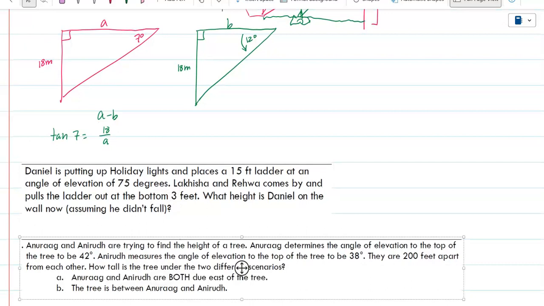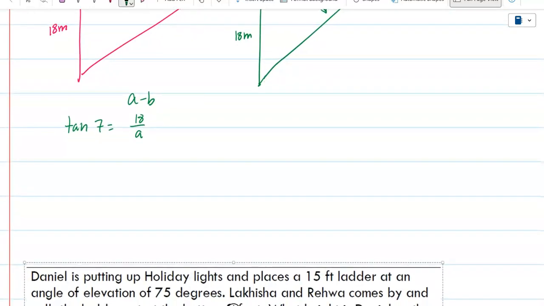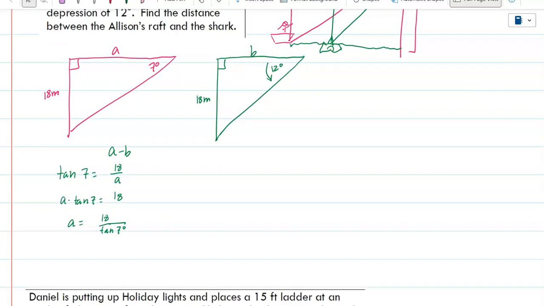And move these down. Okay, so that would be A times tangent. I'm just going to work it out. 18. So that's A equals 18 over tangent of 7 degrees. And then for the distance of B, it's going to be tangent of 12 degrees equals 18 over B. So that's going to be B equals 18 over tangent of 12 degrees.